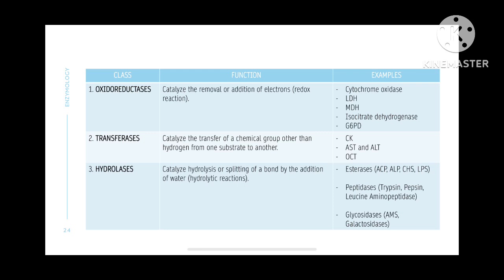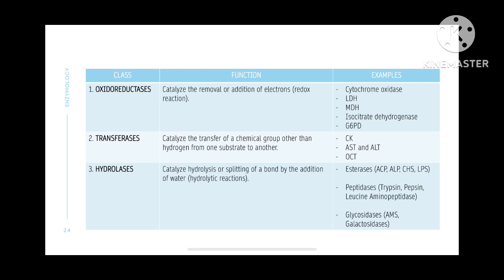Representing number 2 in the enzyme classification would be transferases. They catalyze the transfer of a chemical group other than hydrogen from one substrate to another. Examples would be creatine kinase, aspartate aminotransferase, alanine aminotransferase, and also ornithine carbamoyl transferase.